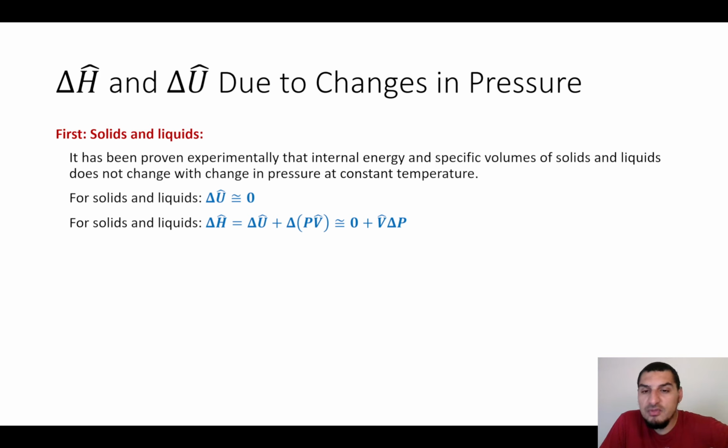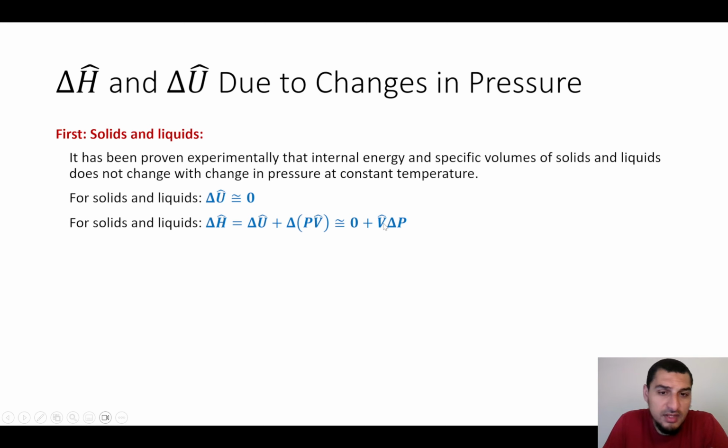So the specific volume is not affected, and the internal energy is found experimentally to be not affected. So according to the equations that we have, which is the relation between the enthalpy and internal energy, we will have delta H equals delta U, which is 0, plus delta PV, which is V hat delta P.